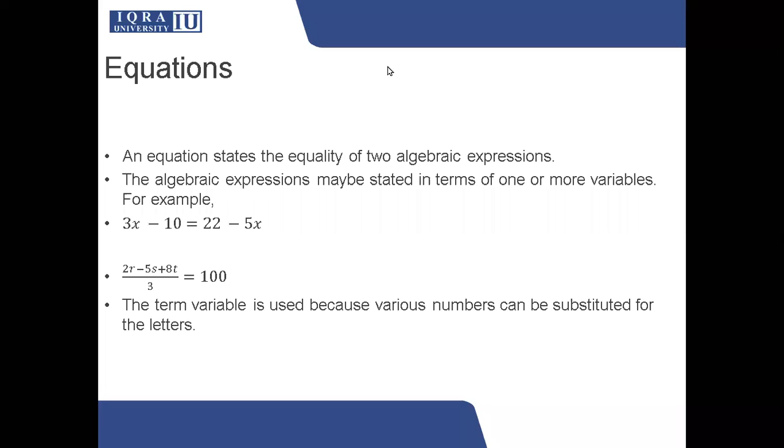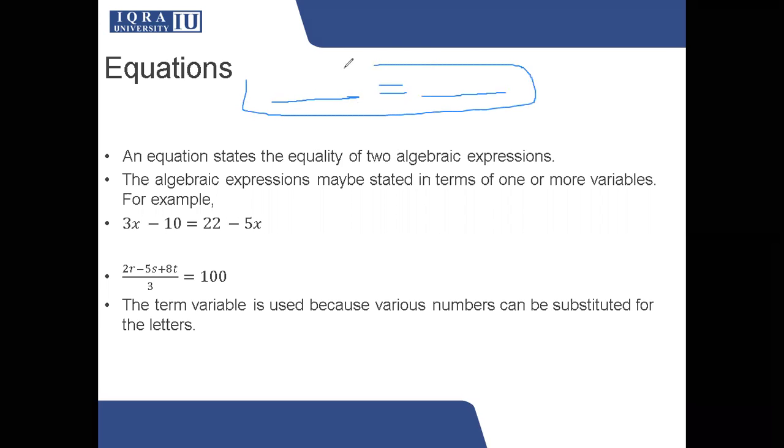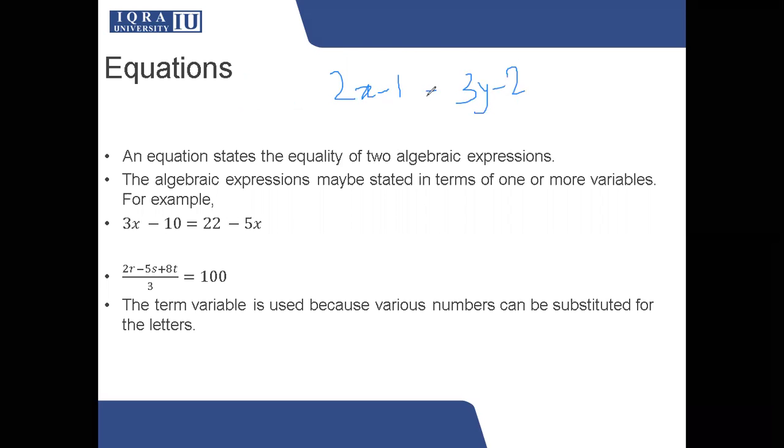An equation states the equality of two algebraic expressions. So I'll have some expression right here, and I'll have some expression right here. And when I say they're both equal to each other, this whole thing is now an equation, right? So for example, if I say 2x minus 1, and on this side I have 3y minus 2, and I say they're equal, right? So this is one algebraic expression, this is another algebraic expression, and if I say they're equal, this is now an equation. This whole thing is now an equation, right?